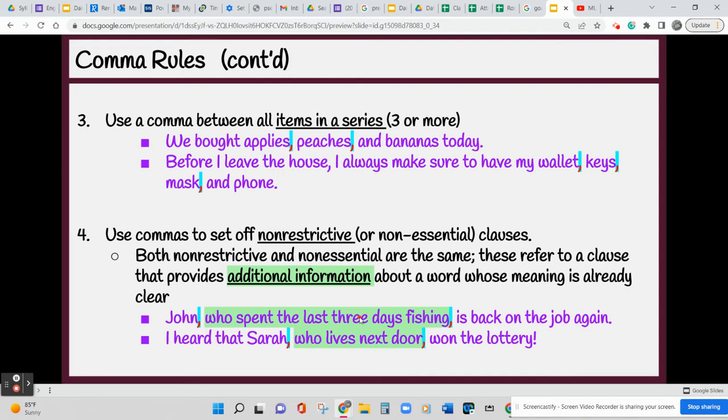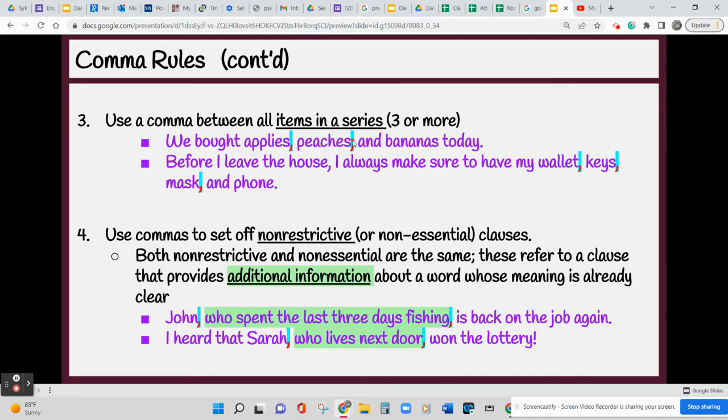3 or more things in a row. For example, we bought apples. I don't know why that says applies. It should be apples. We bought apples, peaches, and bananas today. Now, if this said we bought apples, peaches, bananas, and pineapples, we would have apples, comma, peaches, comma, bananas, comma, and pineapples. So this second comma here, or the comma right before the and, is called an Oxford comma.